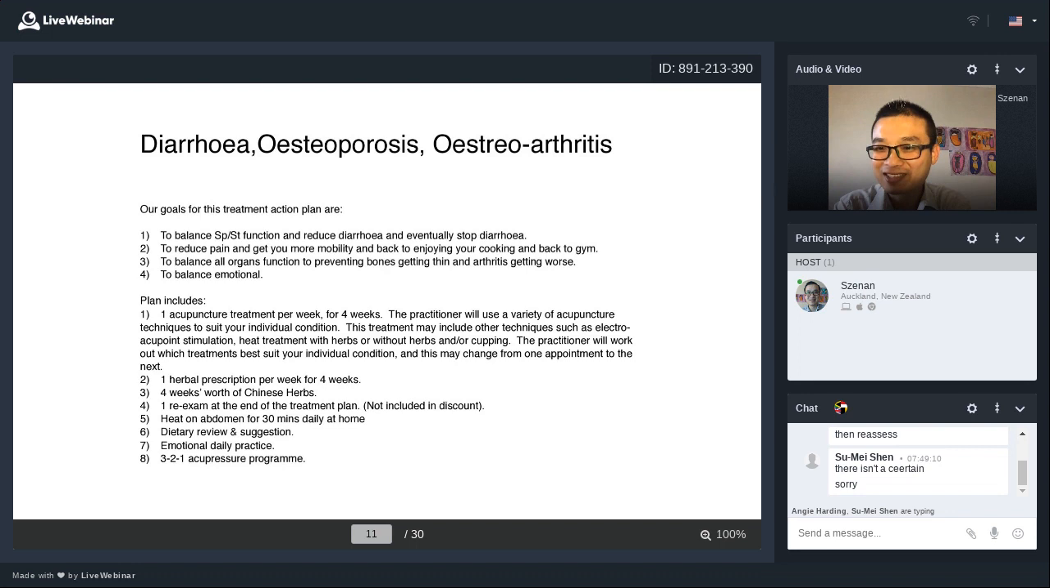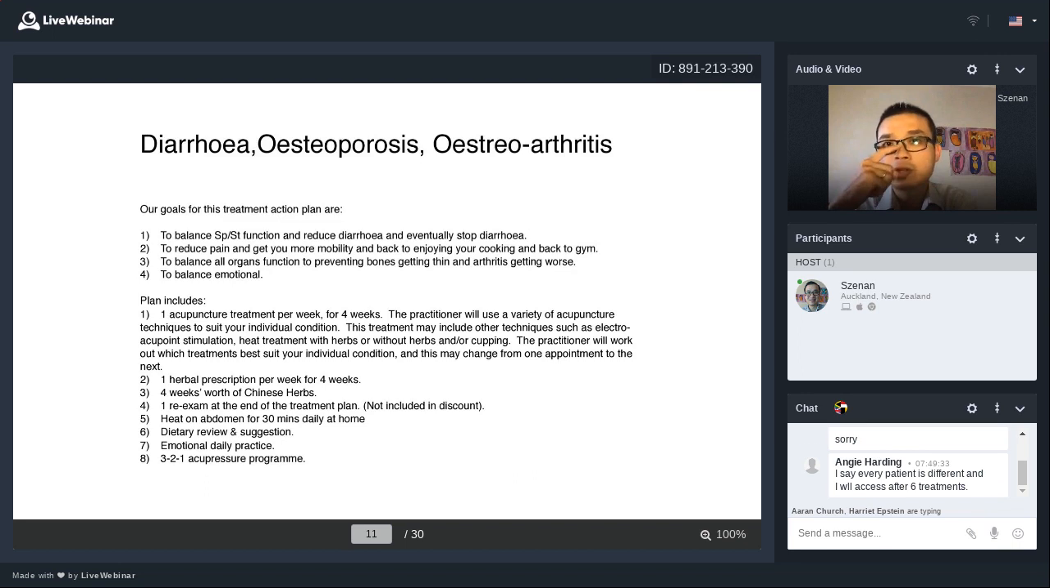I usually suggest 6 treatments, then we assess. That's good. I love that way because this is what we do. You suggest a certain number of treatments, and then we do a reassessment, because we never tell. I say every patient is different, and I will assess after 6 treatments. That's good, Angie.